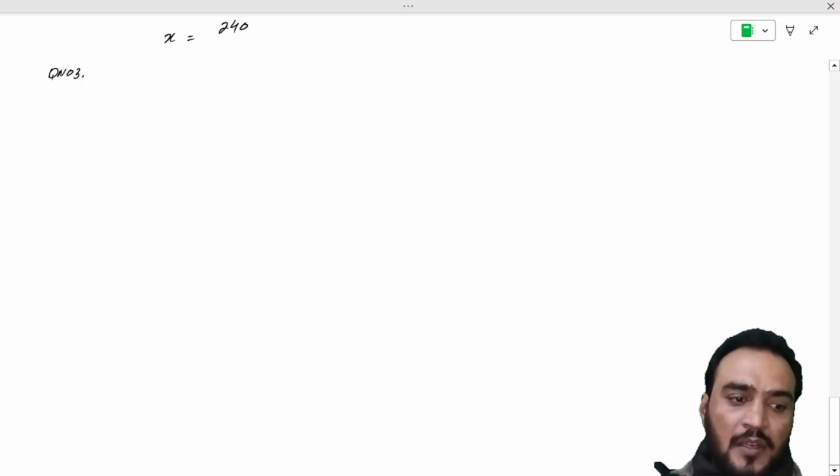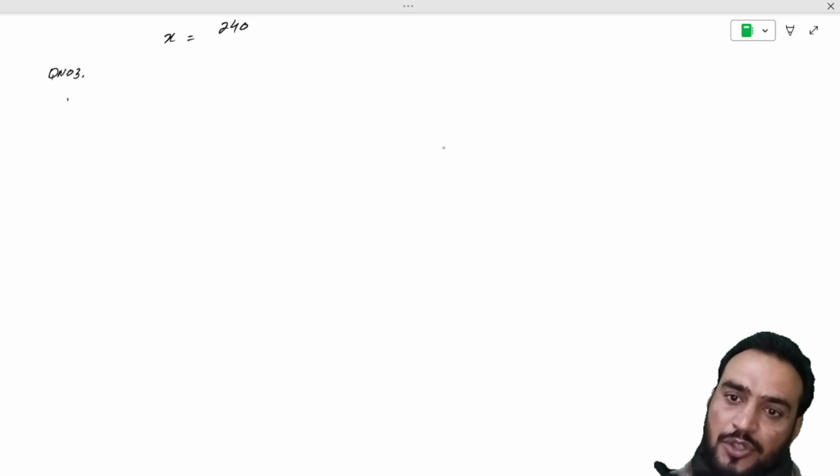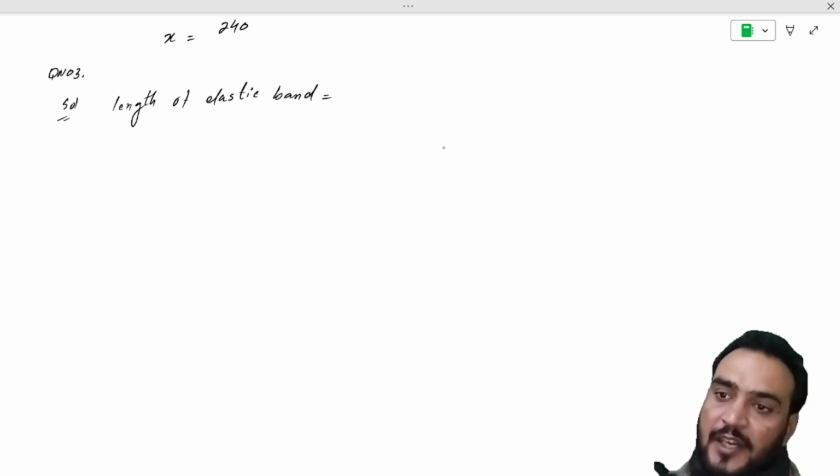So the solution: the length of the elastic band is equal to 72 centimeter.